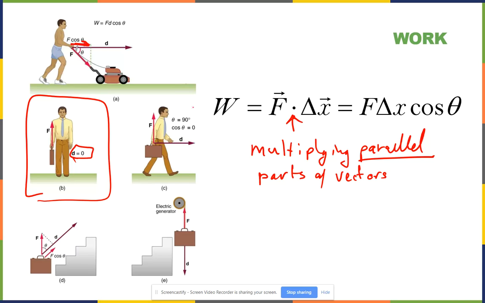Okay, what about C here? Is there any work being done by the man on the briefcase there? Now I only have one person shaking their head. No. Okay, no. Thank you, Ryan. Why'd you say no, Ryan? It's not parallel to the force. Right. There's motion, but the motion is perpendicular to the force the man is applying.